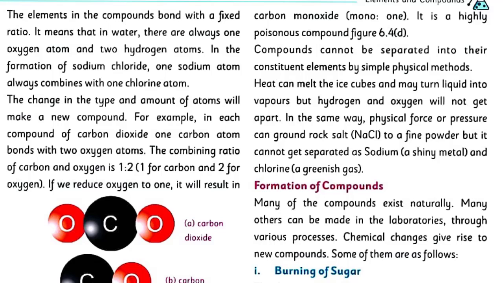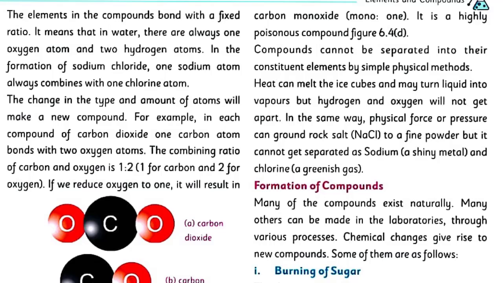For example, in each compound of carbon dioxide, one carbon atom bonds with two oxygen atoms. The combining ratio of carbon and oxygen is 1:2. If we reduce oxygen to 1, it will result in carbon monoxide. It is a highly poisonous compound. Figure 6.4: compounds having different numbers of similar atoms.